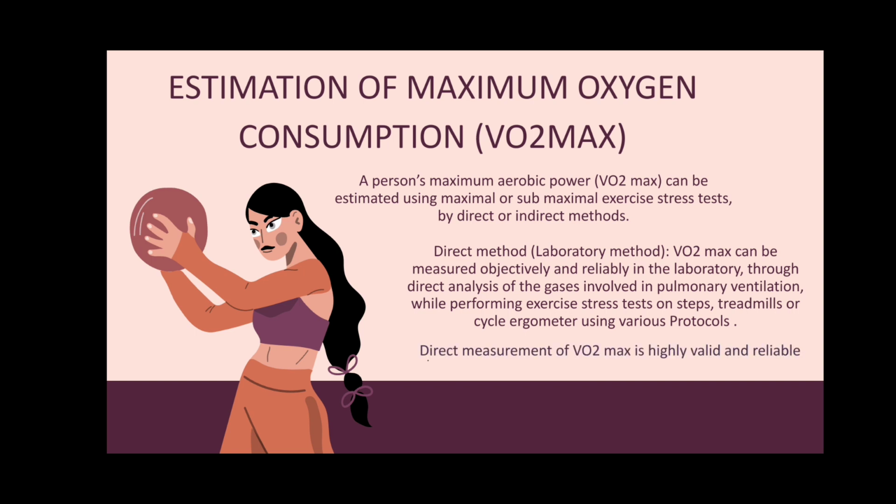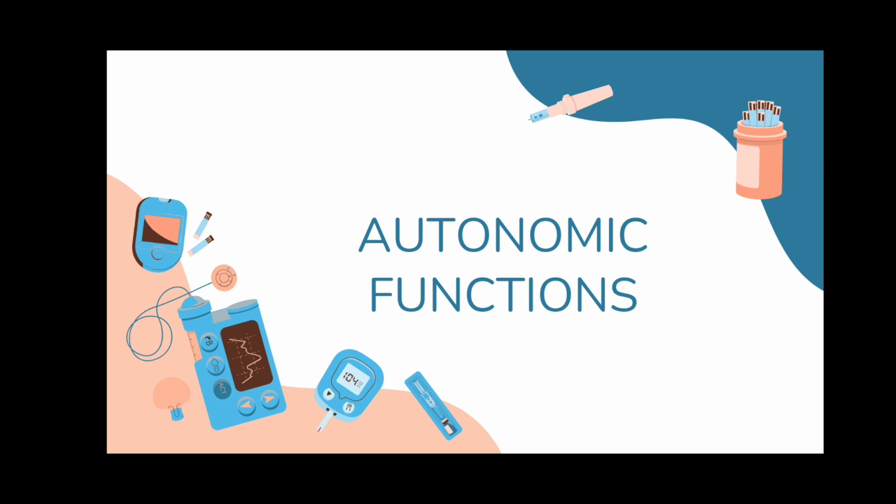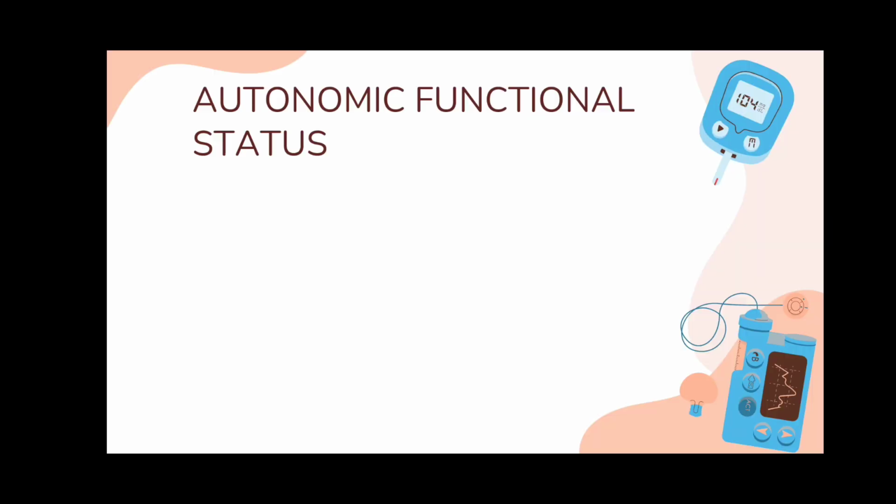Direct measurement of VO2 max is highly valid and reliable because in this method, the gases which are involved in pulmonary ventilation are directly measured. Now, the autonomic functions. Autonomic functional status.